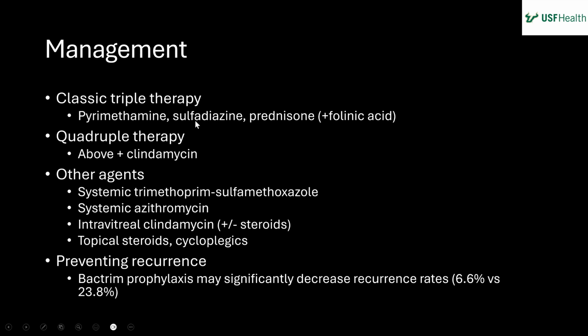And so the classic triple therapy that we typically learn about is the pyrimethamine, sulfadiazine, and prednisone. Quadruple therapy is the above plus clindamycin. But I think pyrimethamine and sulfadiazine is very hard to get and very expensive. So there have been some studies that showed that Bactrim or azithromycin is just as effective. You could also consider intravitreal clindamycin with some short-acting steroids, and then some topical drops for the anterior uveitis symptoms.